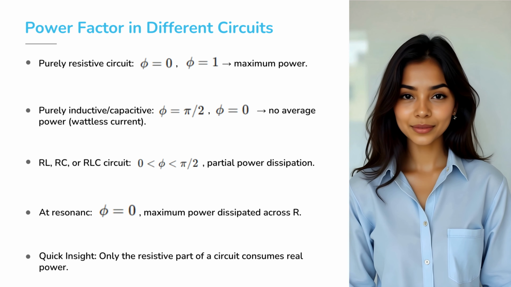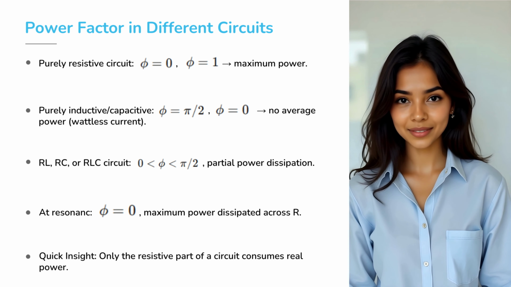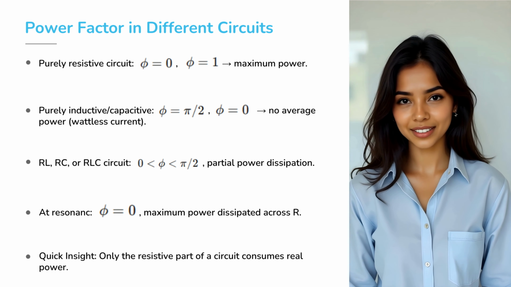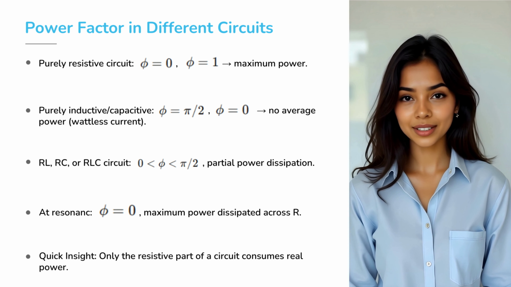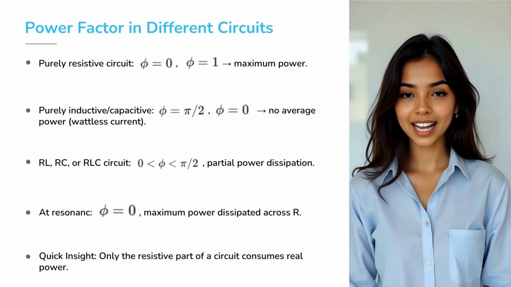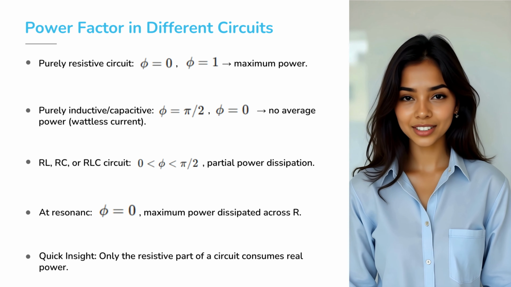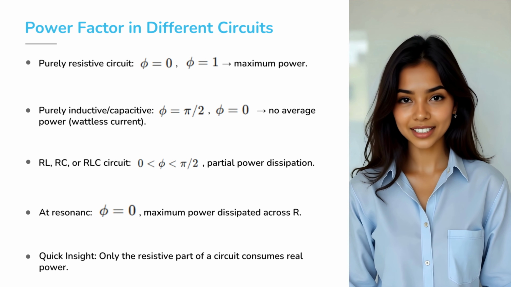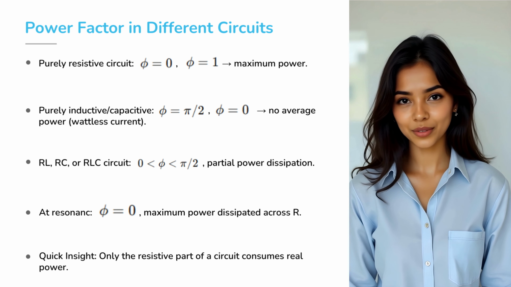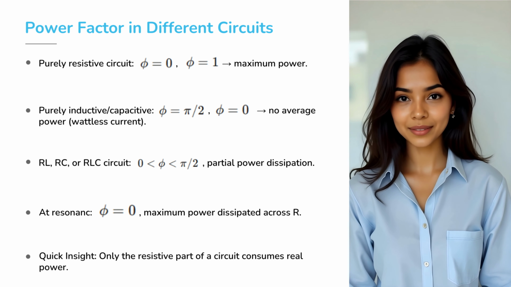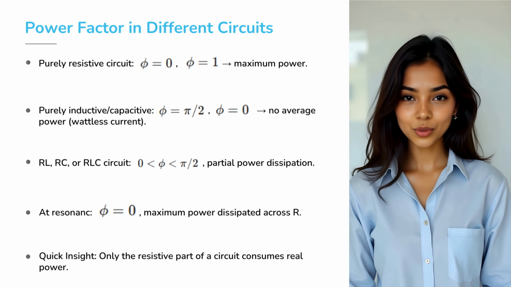Hello everyone. Now let's talk about how the power factor behaves in different AC circuits. In a purely resistive circuit, the phase angle phi is 0. That makes cosine phi equal to 1. Voltage and current are exactly in step, and we get maximum power transfer. In a purely inductive or purely capacitive circuit, the phase angle phi is pi by 2. That makes cosine phi equal to 0, which means no average power is delivered. The current is called wattless, it just oscillates without doing useful work.